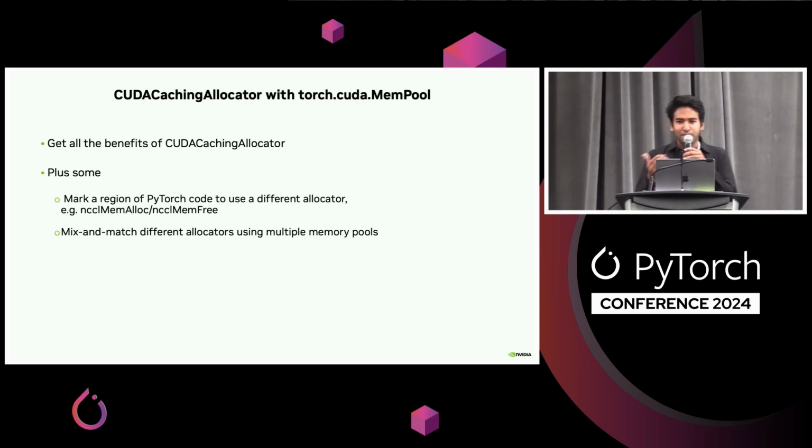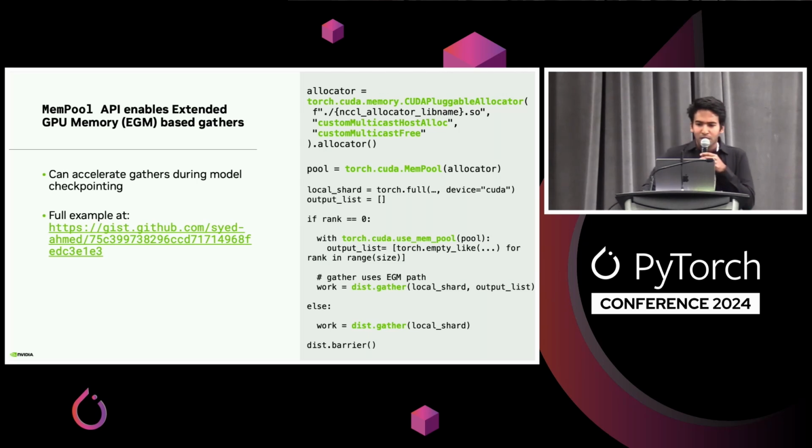So by exposing this MemPool abstraction to the user, we get all the benefits of the CUDA caching allocator plus some. We're able to mark a region of PyTorch code to use a different allocator. We're also able to use multiple memory pools, and so we are able to mix and match these system allocators. And so consequently, through this exercise, we unlock several features that can help improve the performance of your workload, and also make your workload utilize more parts of your heterogeneous system.